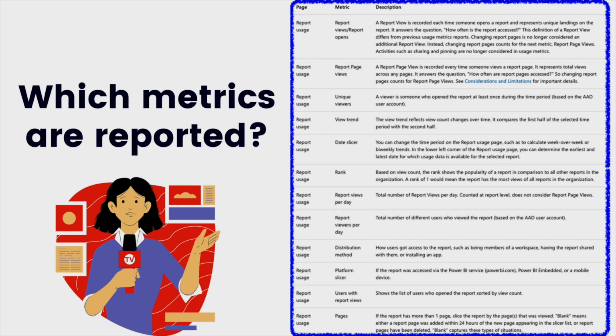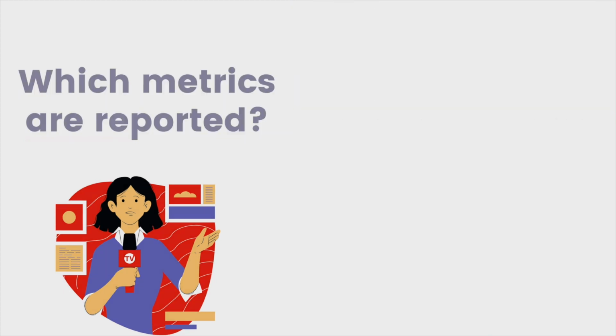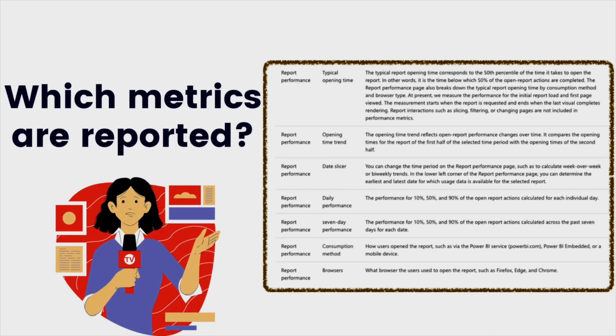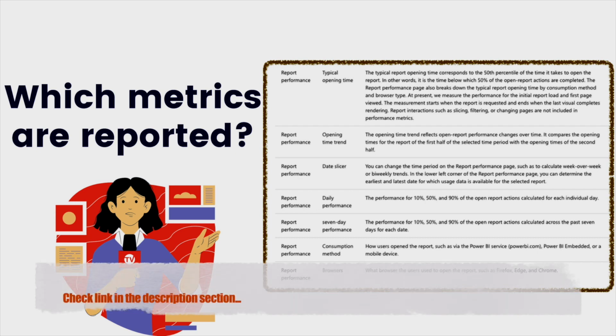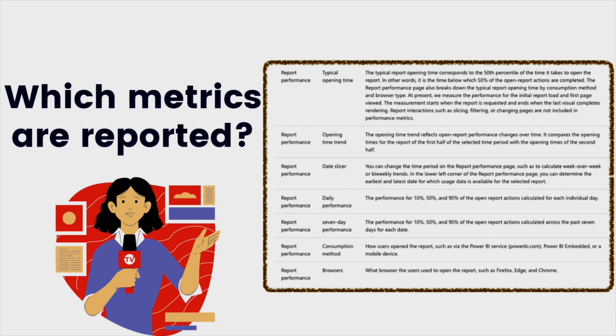These are the kinds of metrics you are going to find in the report usage page. But if we talk about the report performance page, there are some other metrics like I just showed you again. This type of metrics are typical opening time trend, date slicer, daily performance, 7-day performance, consumption method, and browser. I'll provide you a link in the description section for all this content where you can go, or you can just pause this video and have a look.